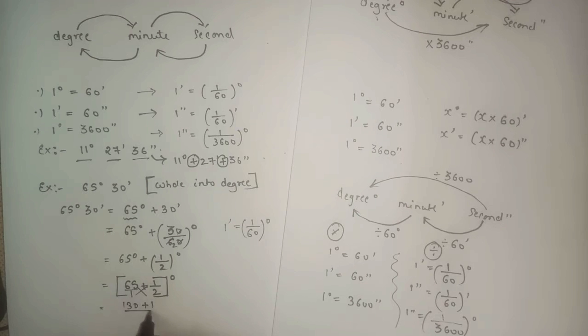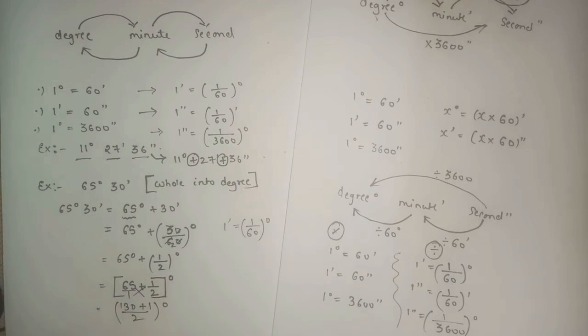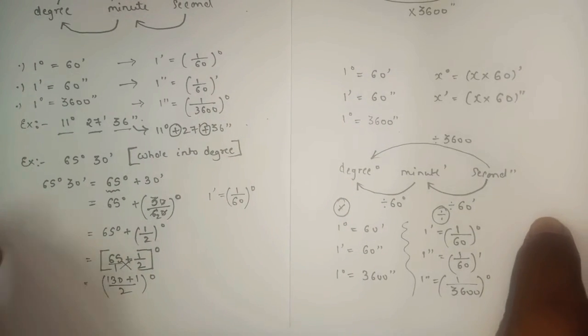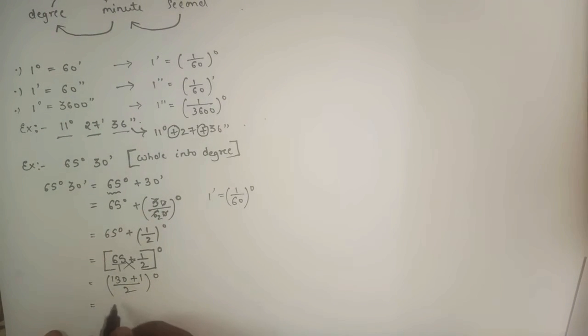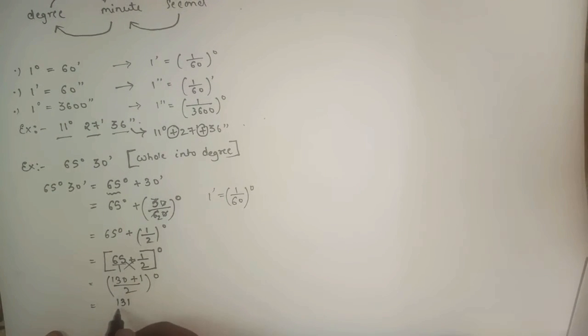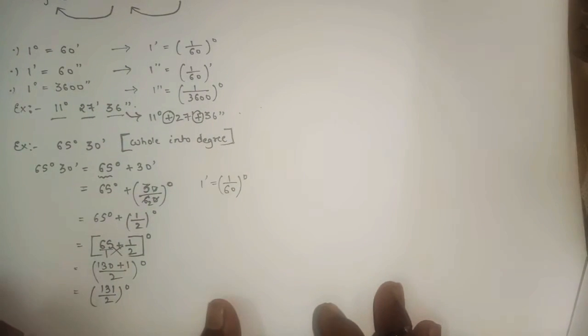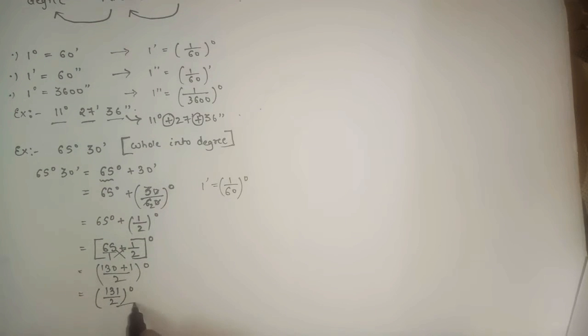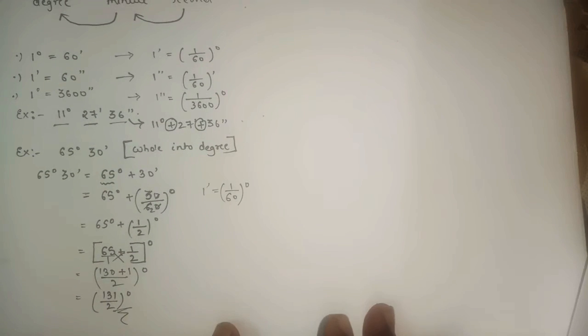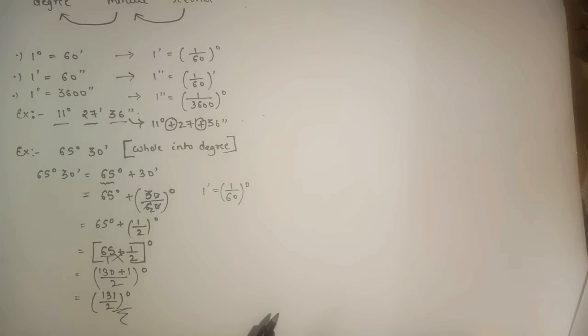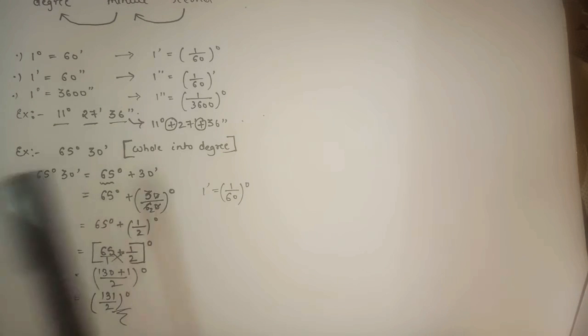130 plus 1 upon 2 degree. Yes or no? Then after that, this will be 131 upon 2 degree. So here the final answer, can you see the whole section, it is in degree. So after that you can stop your answer. If you feel you can reduce the number further, then only you can solve the sum further, otherwise keep the answer as it is. I hope you all understood the process, the conversion.